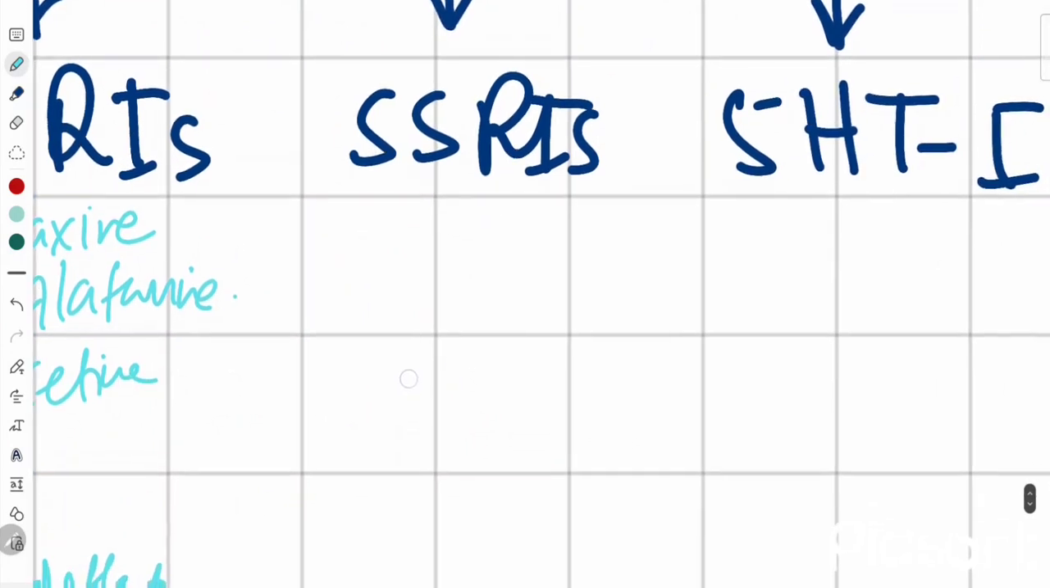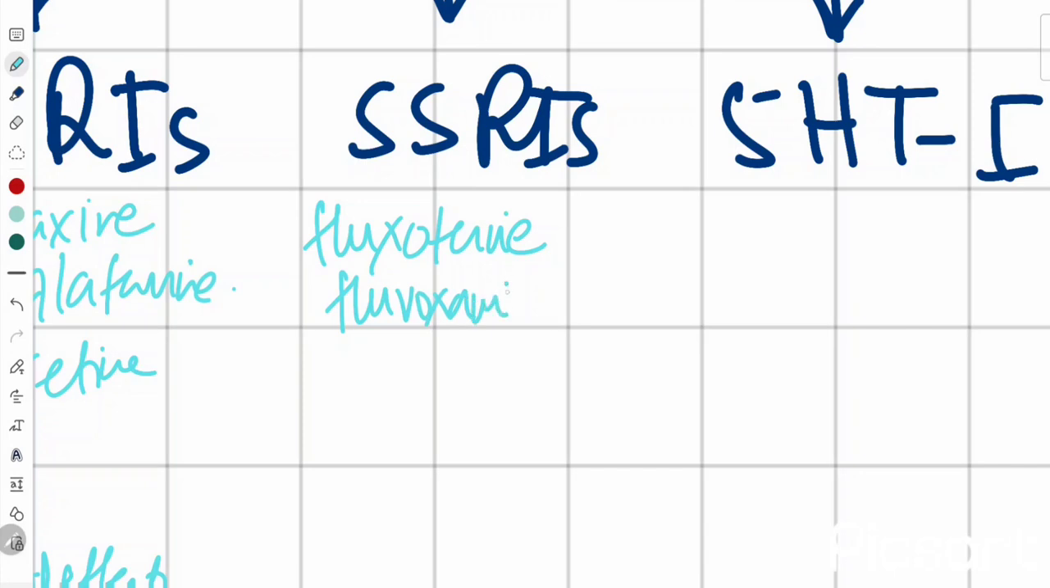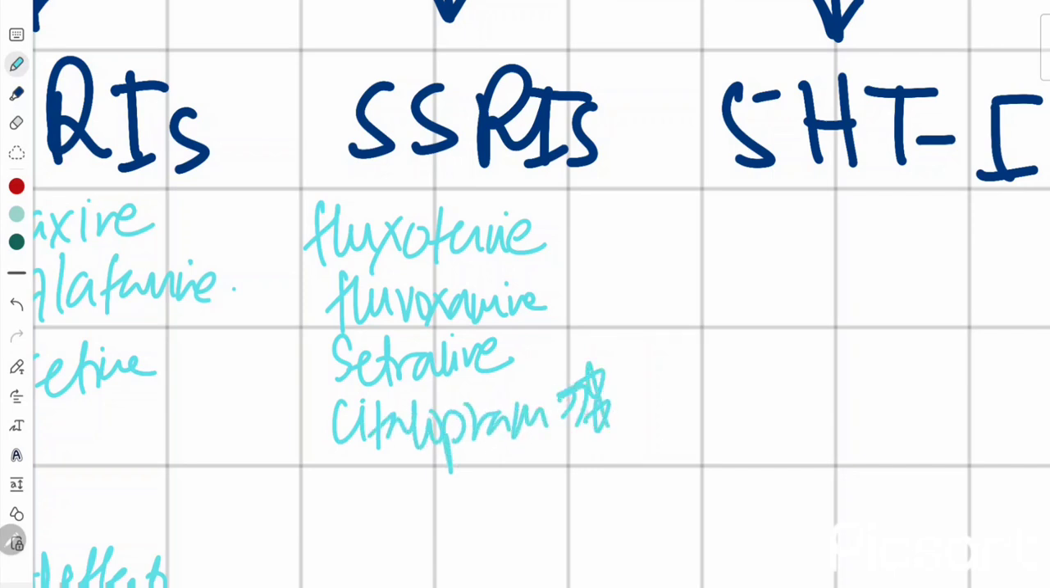Then we have selective serotonin reuptake inhibitors. It's only for serotonin, not for norepinephrine. Okay, so you're not going to have all those cholinergic effects. So fluoxetine and fluvoxamine and sertraline and citalopram. Citalopram is the most common one, so you need to know this one: citalopram and sertraline.